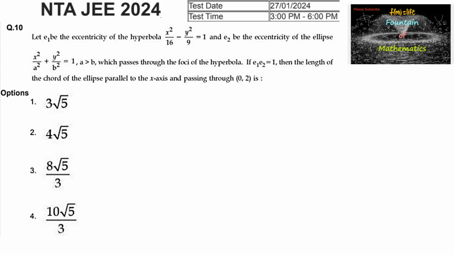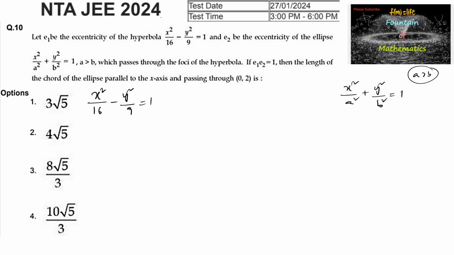Let E1 be the eccentricity of the hyperbola x square upon 16 minus y square upon 9 is equal to 1, and E2 be the eccentricity of the ellipse x square upon a square plus y square upon b square is equal to 1, where a is greater than b, which passes through the foci of the hyperbola. If E1 E2 is equal to 1, then the length of the chord of the ellipse parallel to the x-axis and passing through 0 comma 2 is.